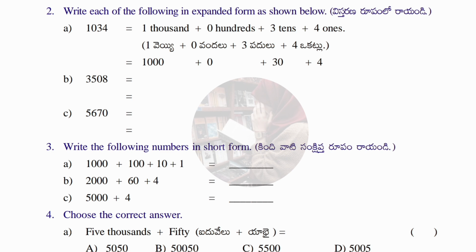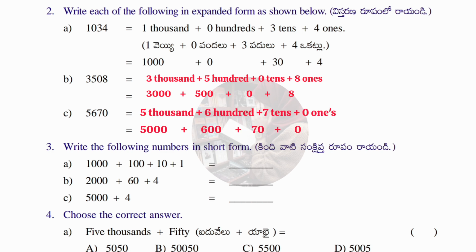So next number is 3508. Okay, write down 3000 plus 500 plus 0 tens plus 8 ones. So if you add all, 3000 plus 500 plus 0 plus 8, you will get 3508. Let's see the third one, which is 5000 plus 600 plus 7 tens plus 0 ones. So if we add it, 5000 plus 600 plus 70 plus 0, it will give 5670. Got it?